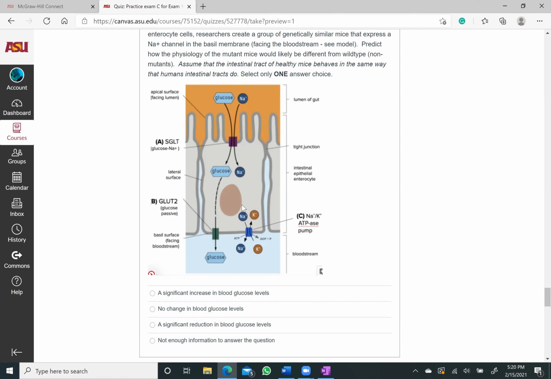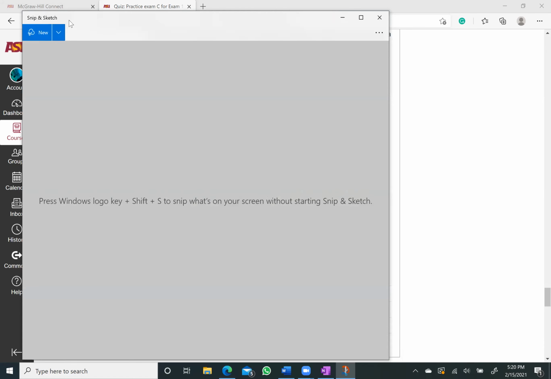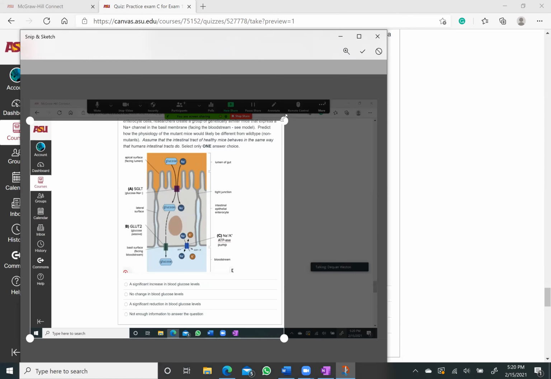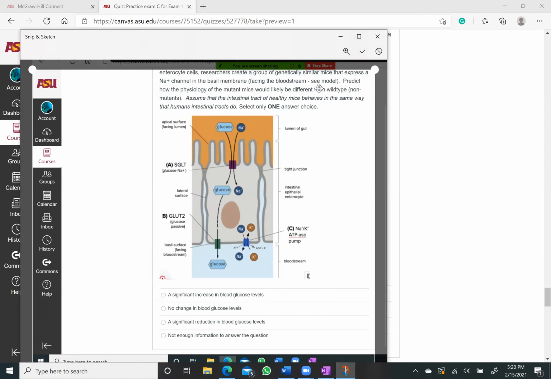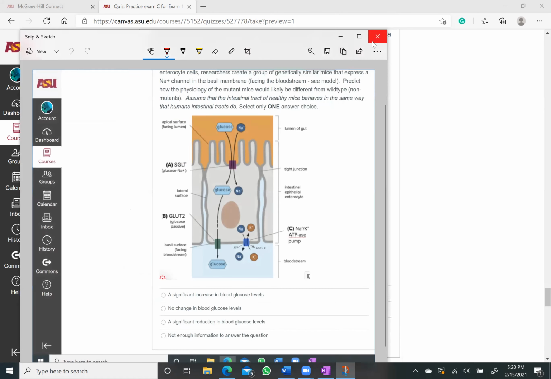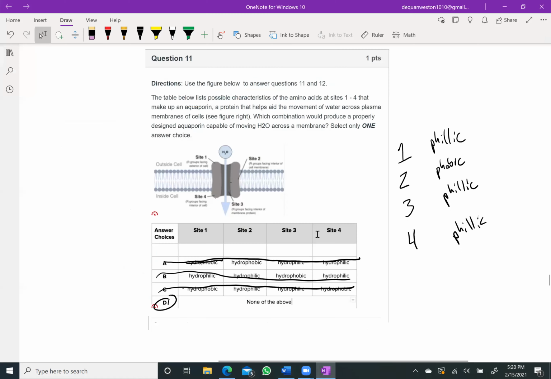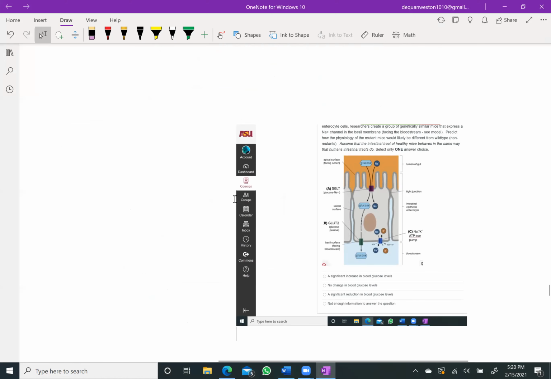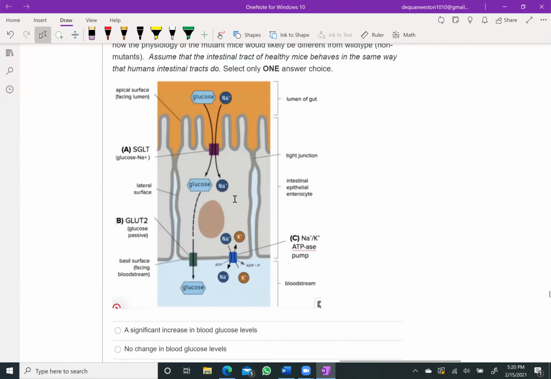So this one, they made this mouse that has a Na channel in the basal membrane. So I'm going to actually screen clip this one out. Cool. Is everybody looking at the OneNote? Can you see it? Yeah.